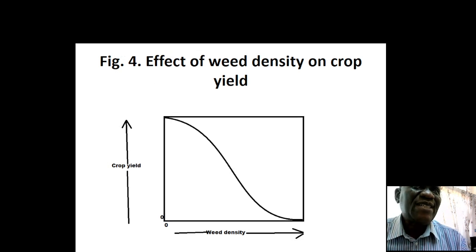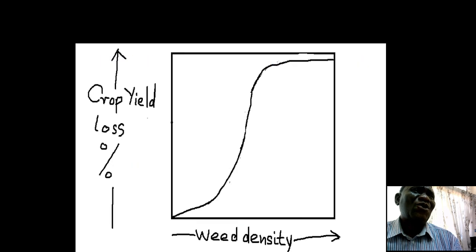This is according to Zimdar. You get this sigmoid curve, crop yield versus weed density, crop yield loss versus density. You also get that sigmoid curve.